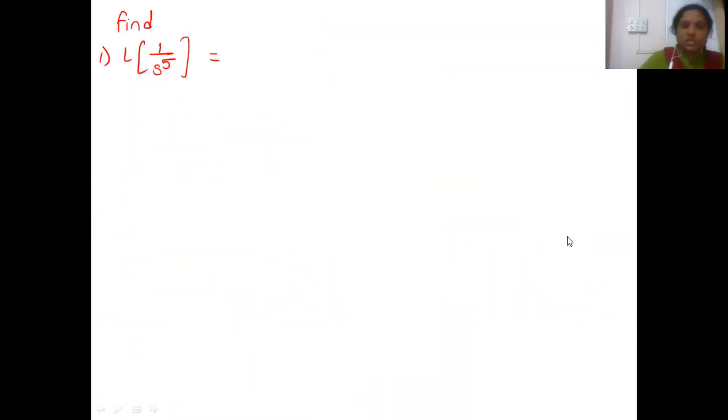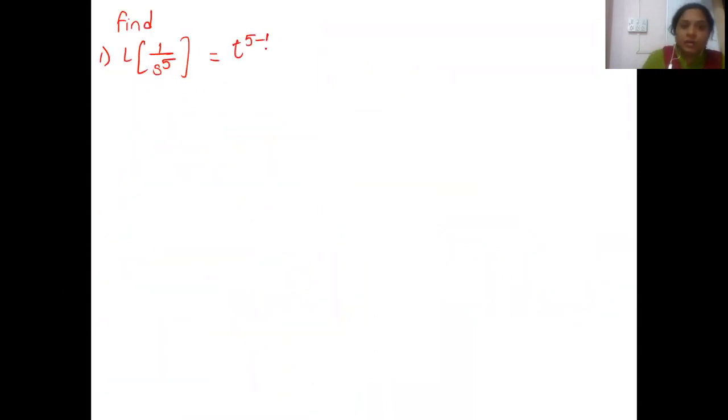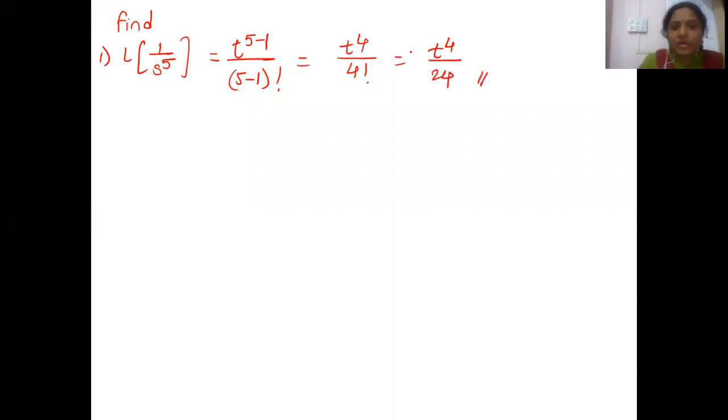So it is t raised to 5 minus 1 upon 5 minus 1 factorial. t raised to 4 upon 4 factorial. So 4 factorial is, I guess, 24. Yes, that is the answer. What is happening? We are converting s back to the domain t. So whatever answer we get, that will totally be in t.